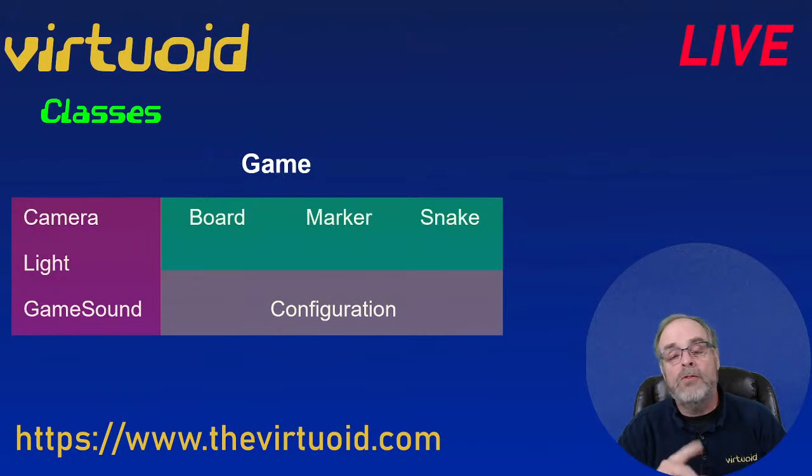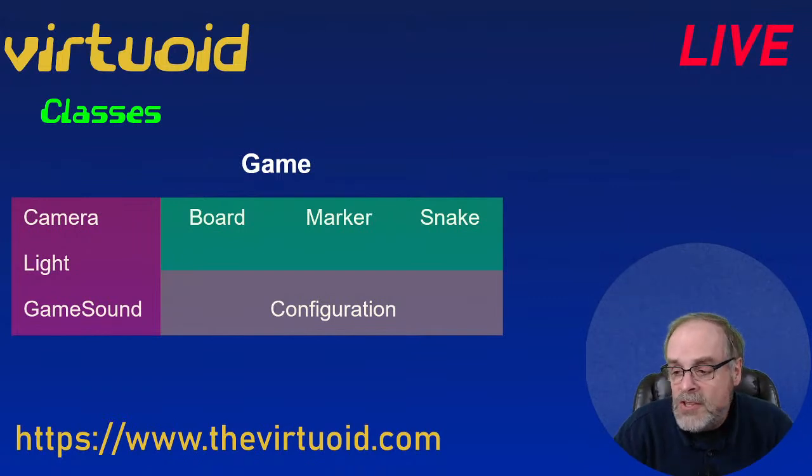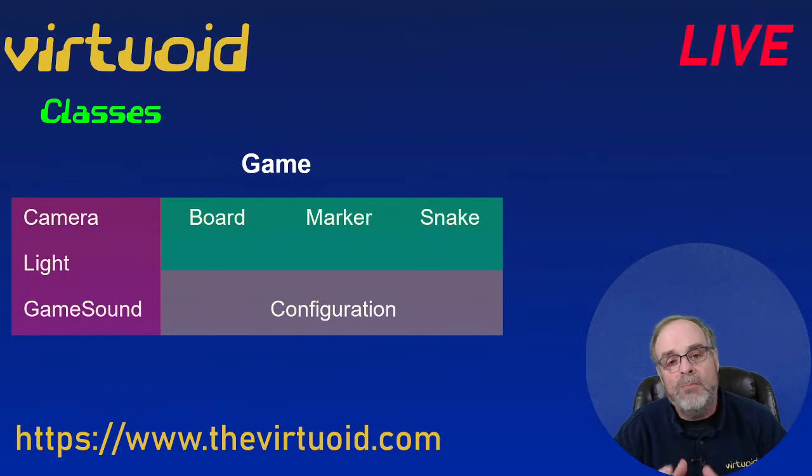It's also going to be responsible for making sure that it launches the classes that will allow you to change settings. The 3 classes on the left there, the camera, the light, and the game sound, are very small classes that will support certain BabylonJS functions, and we'll get into that in our next slide here in just a second.